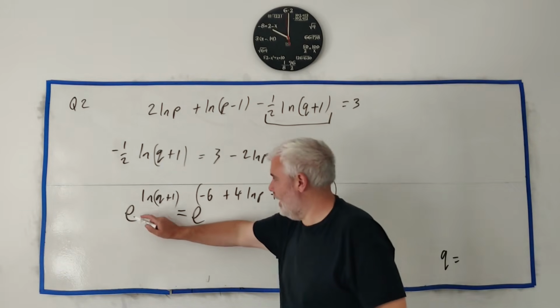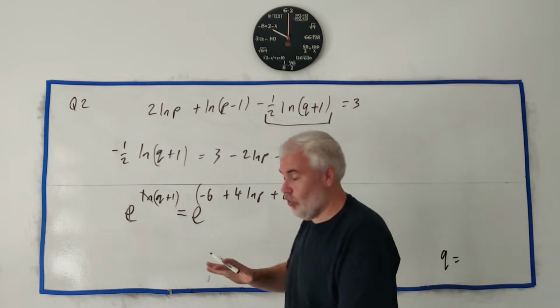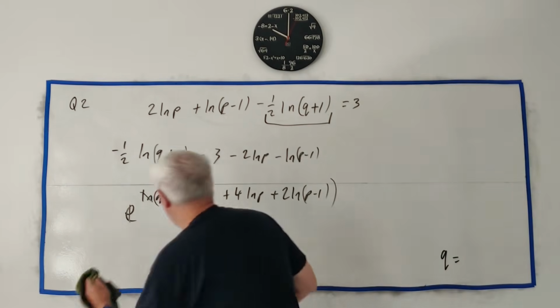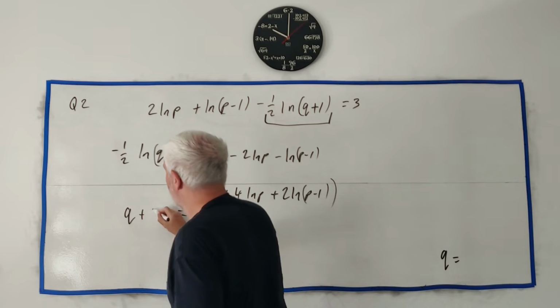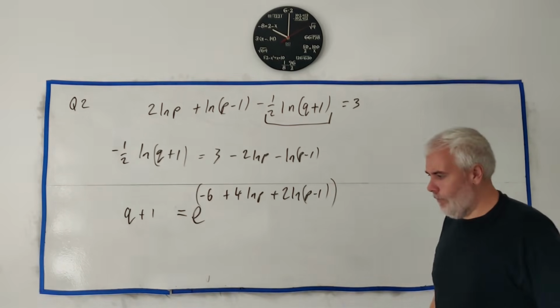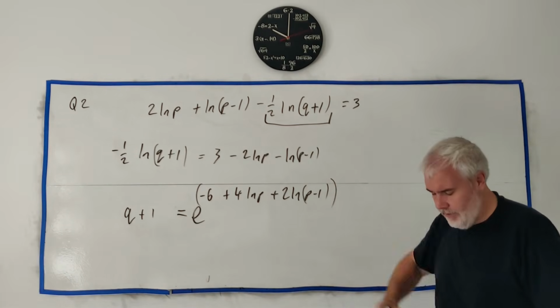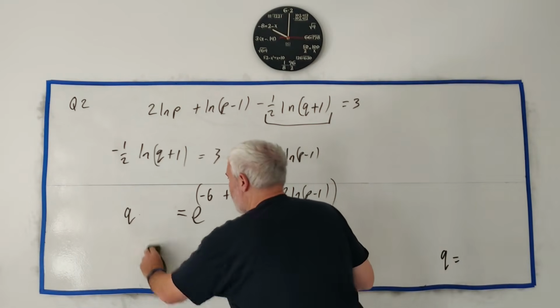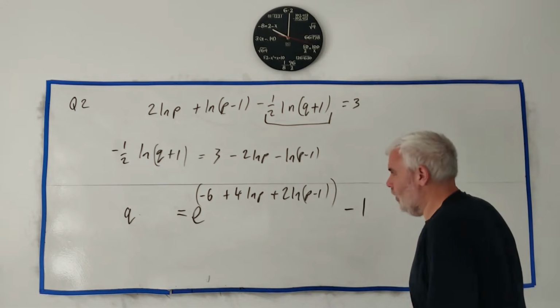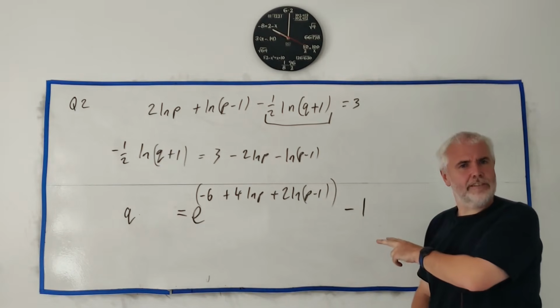But look what happens on the left. The e and the natural log destroy each other. And we're left with q plus 1. I'll continue to save myself a bit of ink here by moving this plus 1 now. That becomes a minus 1. I would argue this is the correct answer.